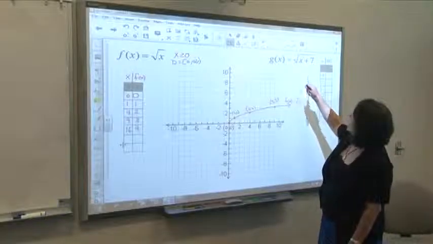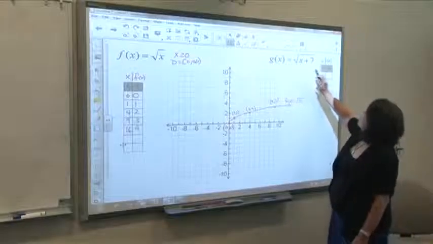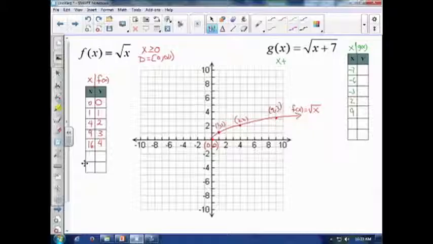Now we're going to graph g of x here. Let's look at the domain again. X plus 7 has to be greater than or equal to 0. That means x has to be greater than or equal to negative 7. So we start here at negative 7. That would be an appropriate point to start. If x is negative 7, we go negative 7 plus 7, which is 0. And so the square root of 0 is 0.